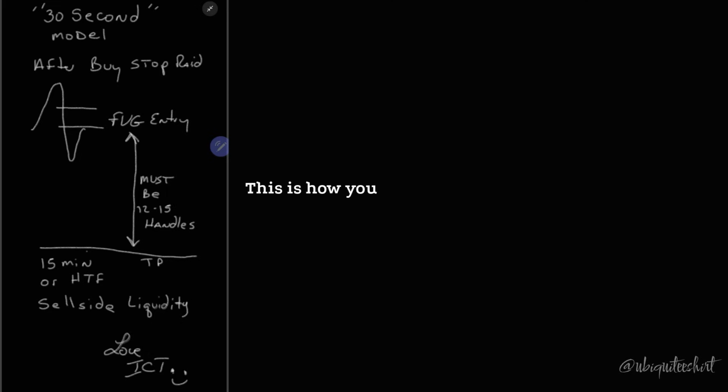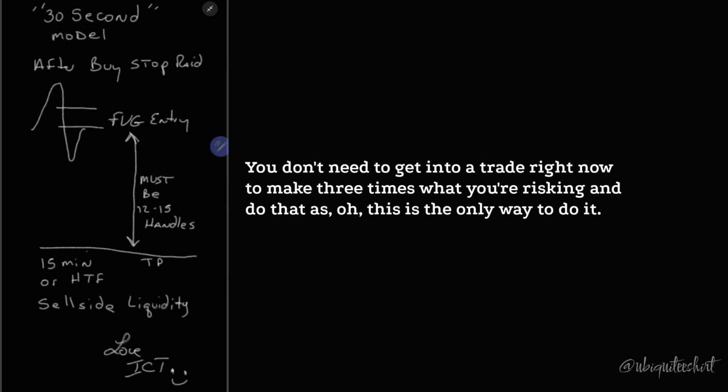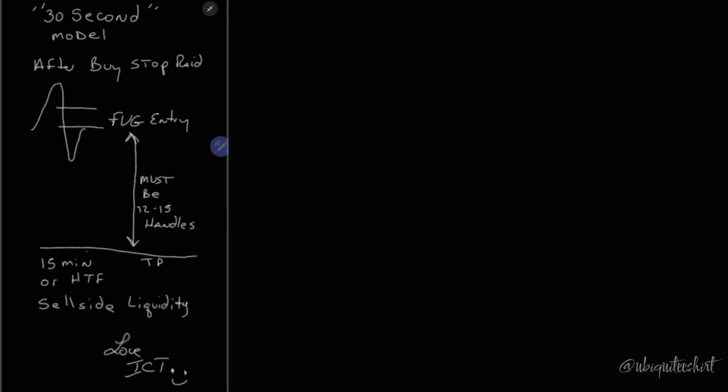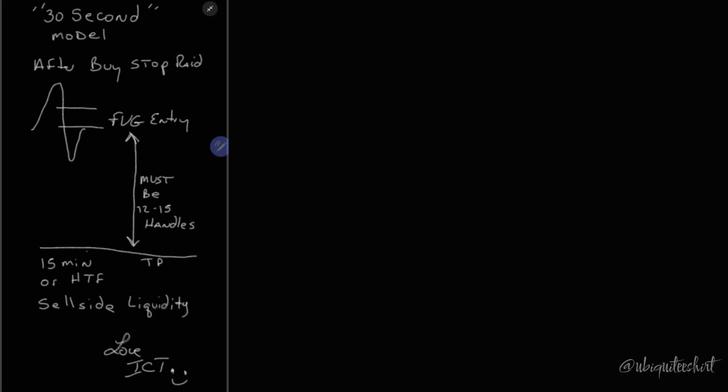This is how you follow a rule-based idea. You go in very, very carefully, do a little bit at a time. You don't need to get into a trade right now to make 3 times what you're risking and view that as, oh, this is the only way to do it. Because right now, if you're honest with yourself, if you and I were in a conversation, just you and I, nobody could hear it, wasn't recorded, I gave you my scout's honor, promised there was no way I was going to talk about who you are and what we talked about.